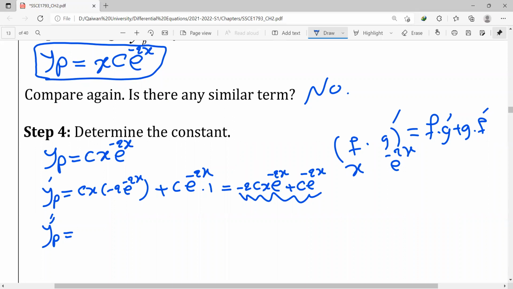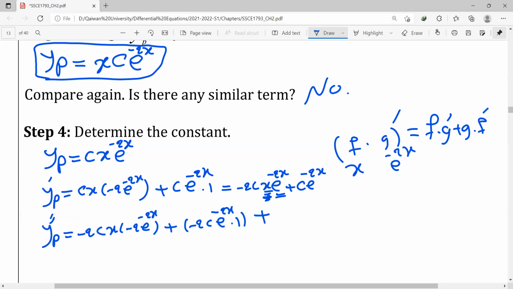For the first term, minus 2cx e to the power minus 2x, here we have multiplication of two functions, which are x and e to the power minus 2x. First times derivative of the second plus second times derivative of the first. We apply that rule. Here we get minus 2c x times minus 2 e to the power minus 2x. It's first times derivative of the second. Then plus second times derivative of the first. Minus 2c e to the power minus 2x times derivative of x, which is 1.